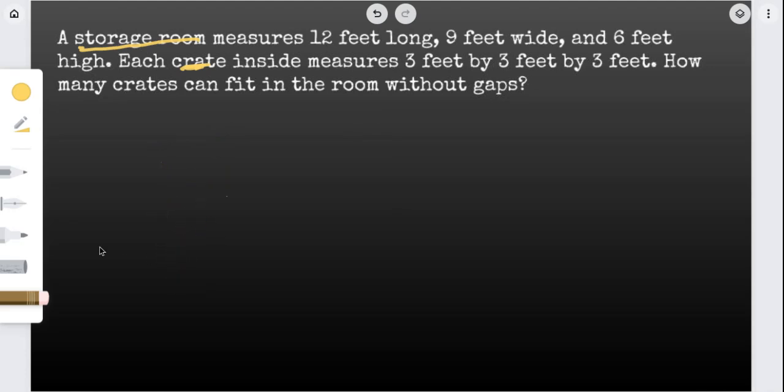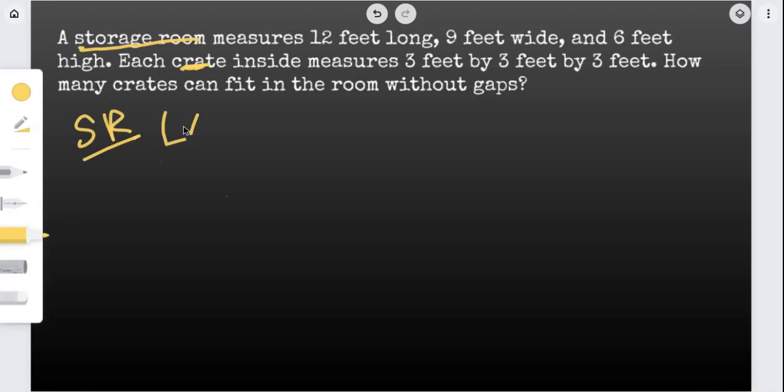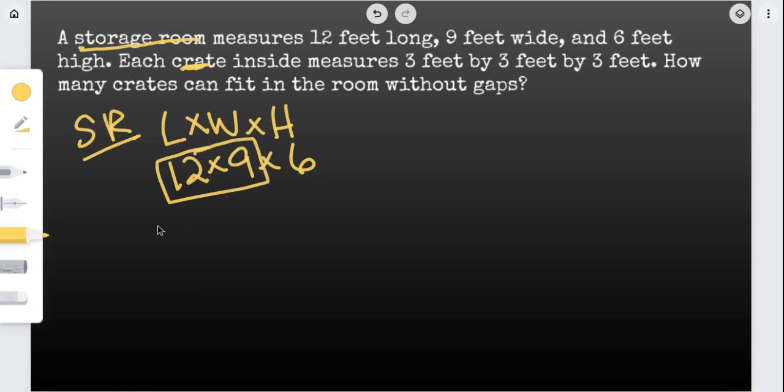Okay, that looks good. So let's start with the storage room. I'm going to label that SR, storage room. Again, length times width times height. So I have 12 feet long, 9 feet wide, and 6 feet high. I'm going to start right here with my base area, 12 times 9. I can put this in expanded form, which is 10 plus 2 times 9.